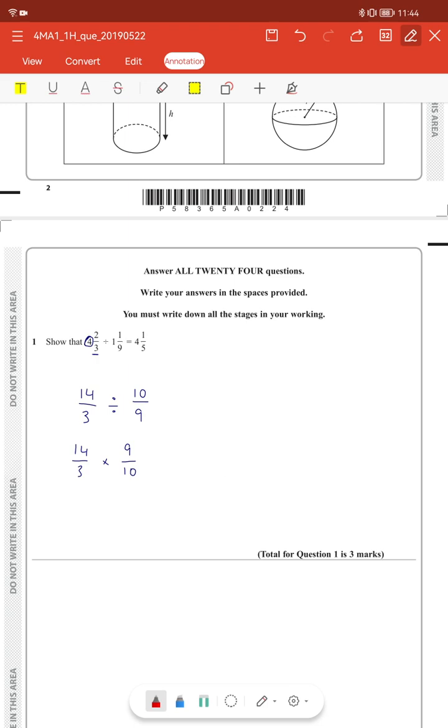However, we can cancel some of them out. So the 3 will cancel with the 9. And I can divide the 10 and the 14 both by 2. So what I would get is, if we multiply the fractions, we do the numerator times the numerator to give us 21, and the denominator times the denominator to give us 5. And if I convert this, well, 5 can go into 21 4 times, and I have 1/5 remaining.